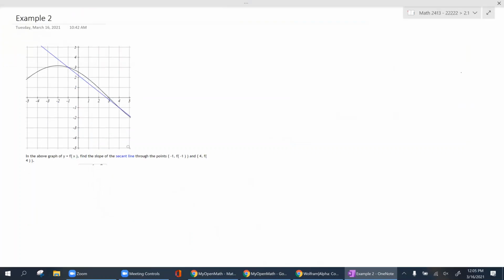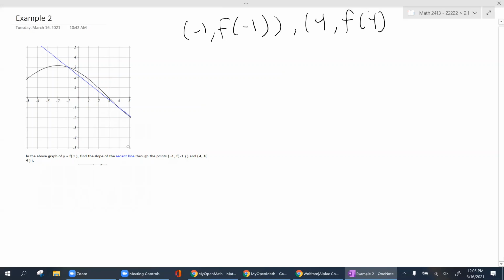All right, you're given a graph here, a curved graph, and then you're asked to find the slope of the secant line through the point (1, f(1)) and (4, f(4)).